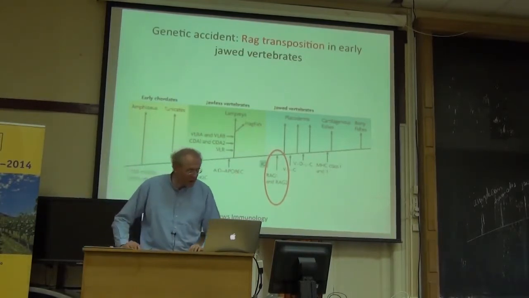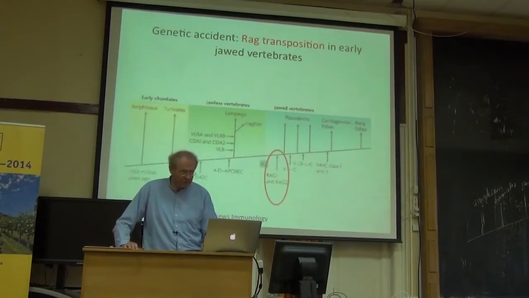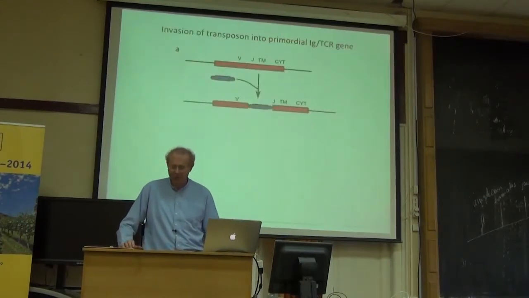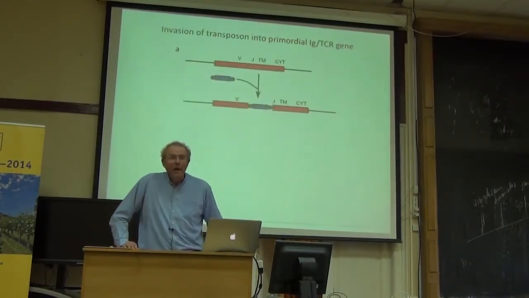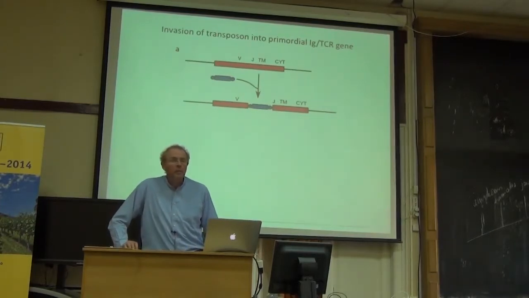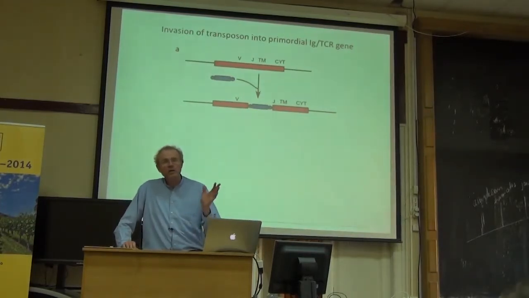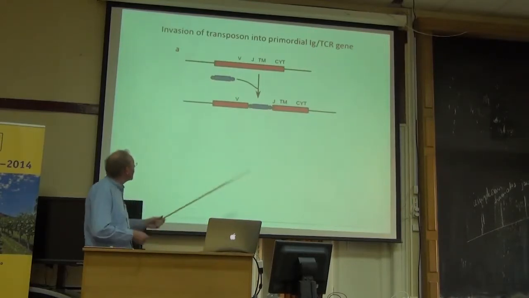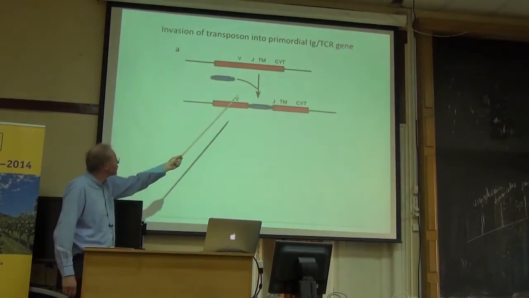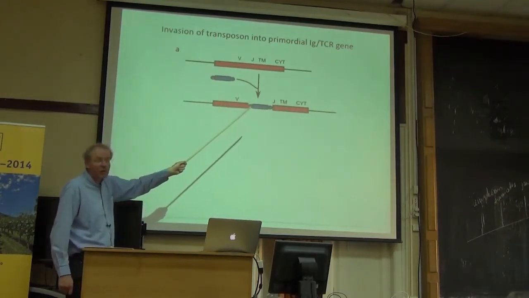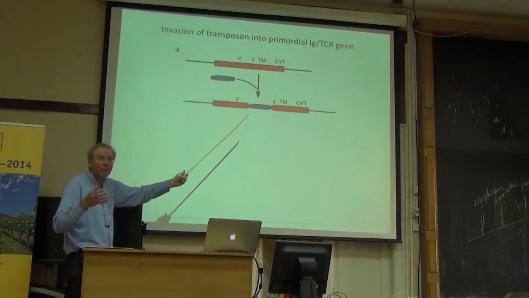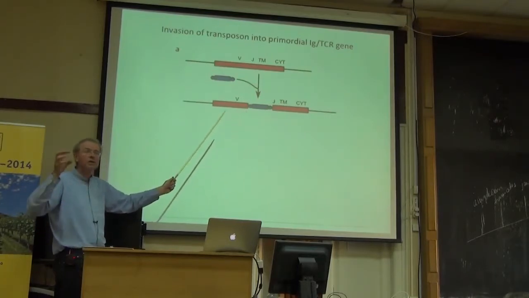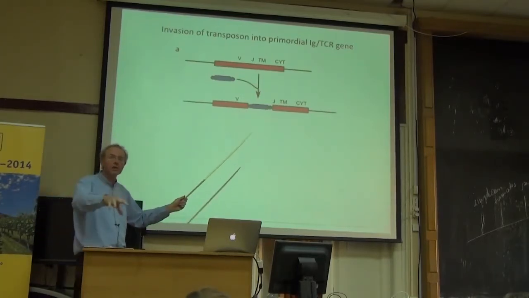But be this as it may, these recombinases do something really amazing. Apparently, when one follows the evolutionary trajectory, the first transposon insertion event occurred in what we call a primordial antigen receptor gene, so Ig/TCR gene. In the beginning, of course, they probably looked alike, and it probably was a single gene that this transposon inserted into.